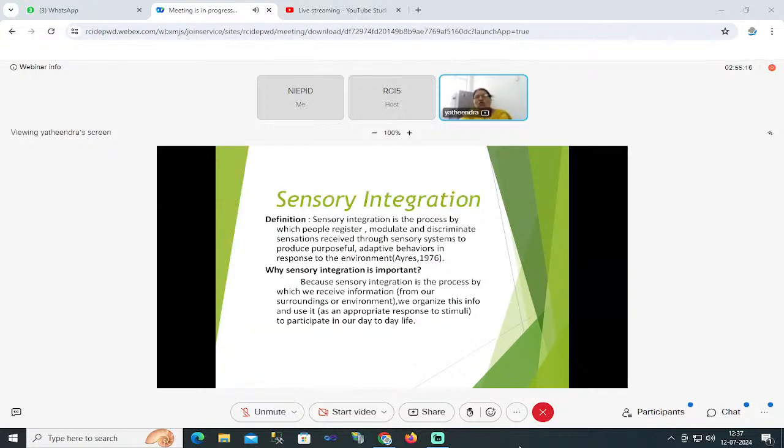Then there is a role of occupational therapy in sensory integration also. Sensory integration is a process by which people register, modulate, and discriminate sensations received through sensory systems to produce purposeful adaptive behaviors in response to the environment. Why is sensory integration important? Because we receive information from our environment or surroundings, we organize it, and we use it as a proper response to the stimuli to participate in our day-to-day life skills.